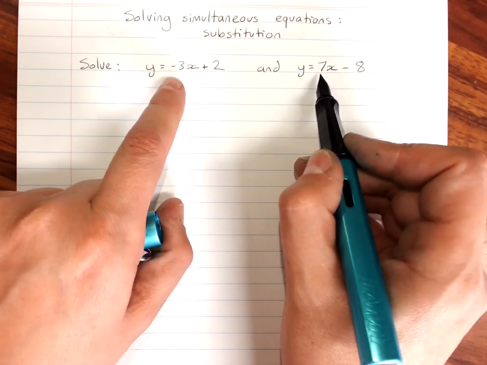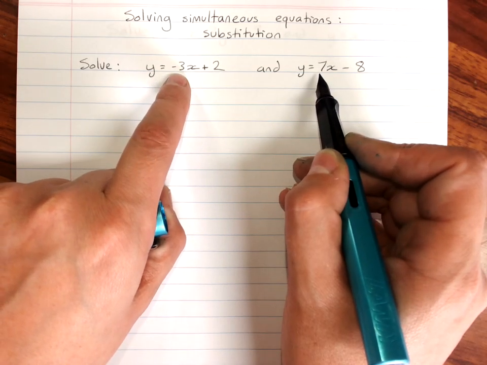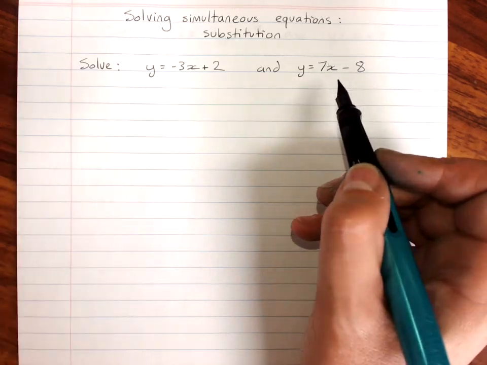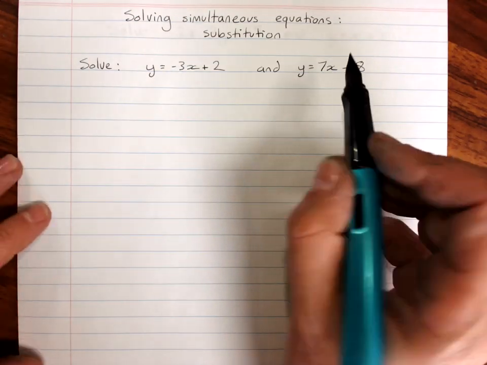You can check by looking at the gradient. If the gradient is the same, they're parallel, there won't be a solution, don't bother trying. So it's always a good idea to have a quick look. Gradients are different, there will be a solution, we'll try to solve it.